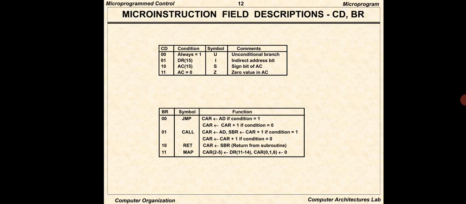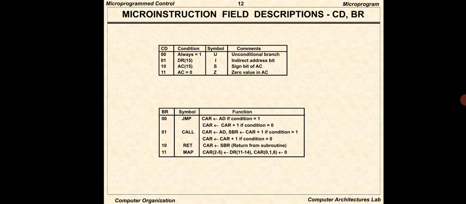If the CD value is 0, 1, then it is the indirect address bit. That is your data register: whatever value is available in the data register acts as an address. I need to go again to that address to get the next data. Next one is sign. What does the sign bit of the accumulator contain? Based upon that, we are going to do the operation. Zero: if the accumulator contents are equal to 0, then I need to perform certain operations. So these are your different conditional operations.